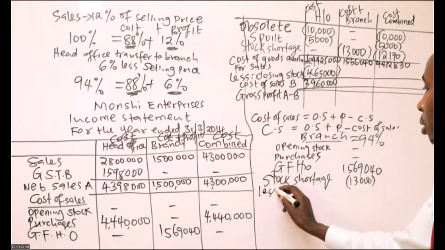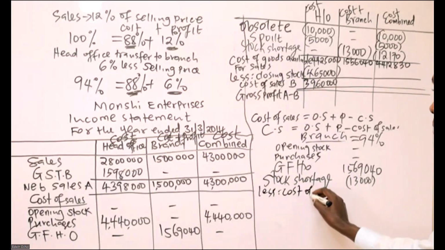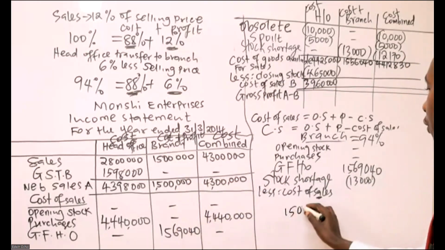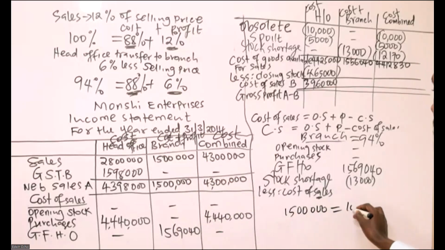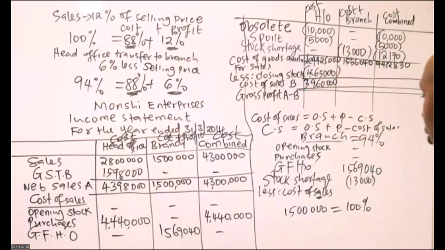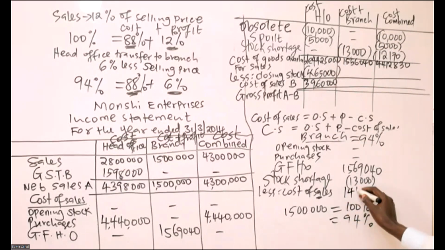Then we raise the cost of sales. So we check sales. Sales is 1.5, and sales is made at 100%. So we need 94%. So 94 times 1.5, you divide by 100. This is 1,410,000.